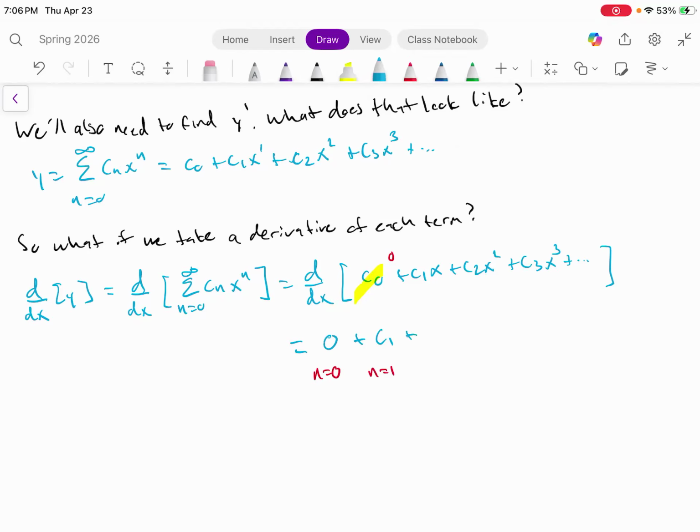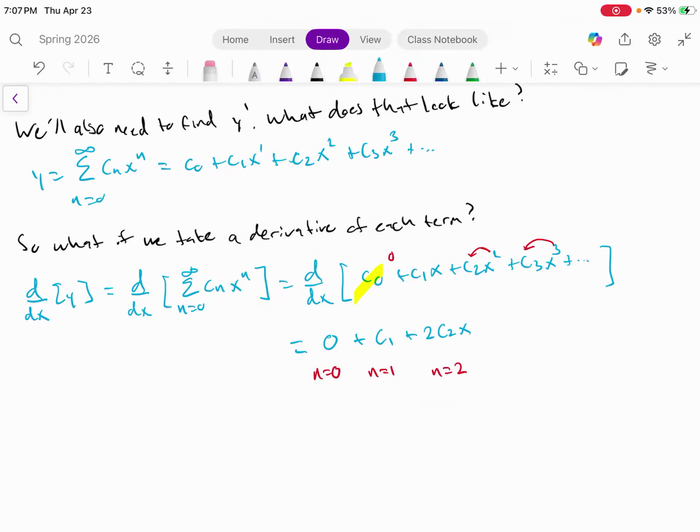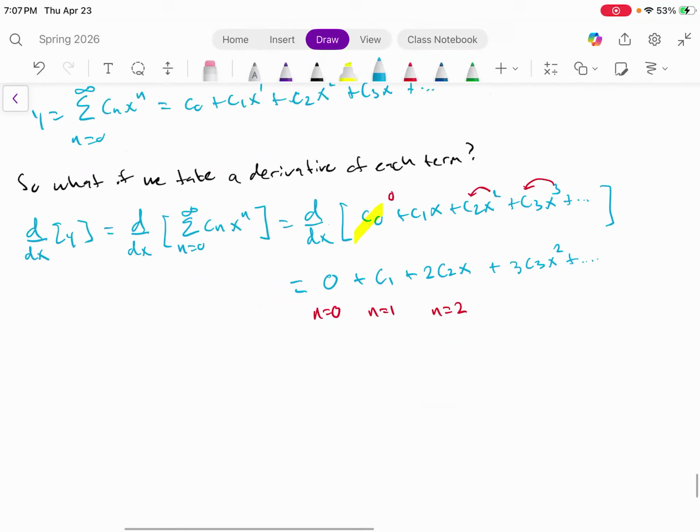Derivative of c2 x squared. Think about the power rule. That would be 2 c2 x, and that would be n equals 2. Same thing for c3: the 3 drops down for the power rule, so that would be 3 c3 x squared, et cetera. That's like saying I have c1 plus 2 c2 x plus 3 c3 x squared, dot dot dot. What it looks like is I'm starting out now at n equals 1. I'm not starting out at n equals 0.